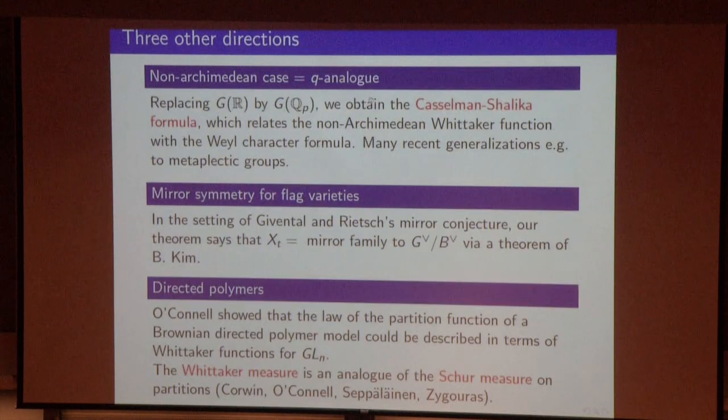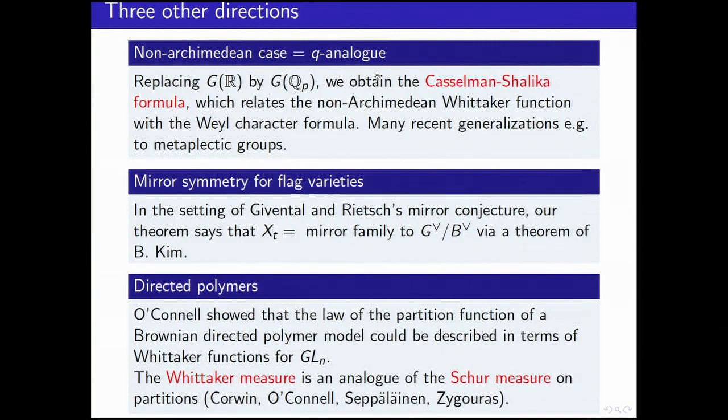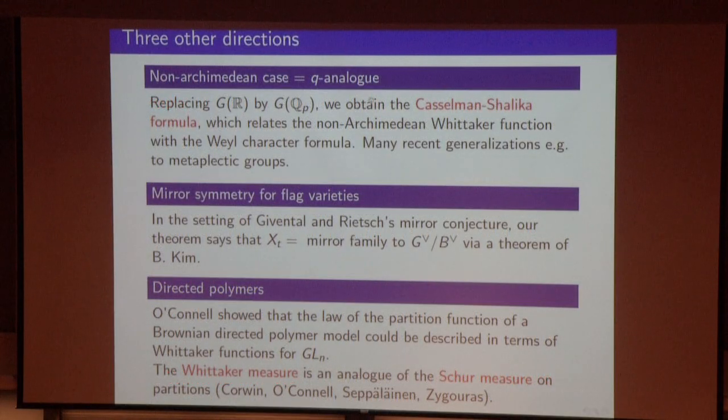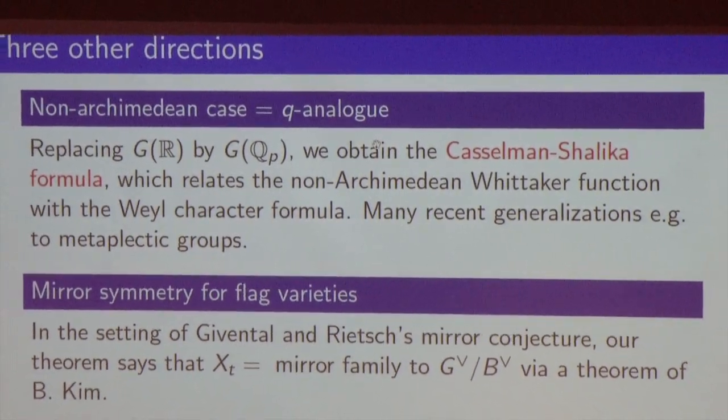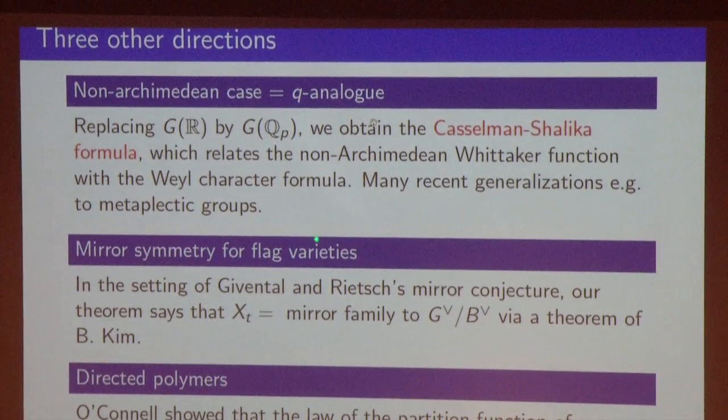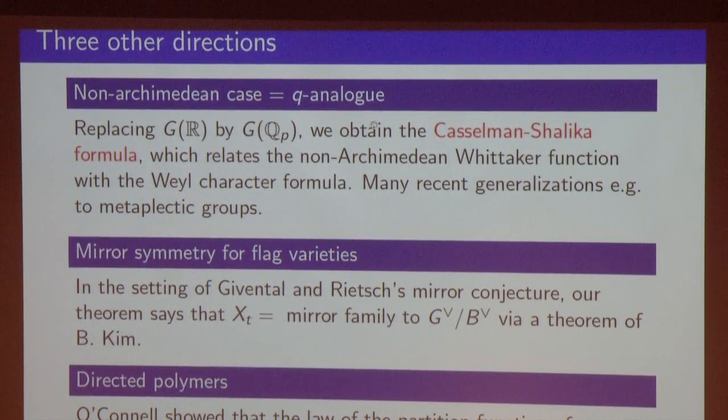So let me talk about different perspectives on this integral formula, which I didn't get to talk about. If you were doing not Archimedean Whittaker functions, but non-Archimedean Whittaker functions, so Jacquet's Whittaker functions were defined over any local field, you would try to put the p-adics in. And I think of this case as something like a q-analog: instead of replacing a sum by an integral, you replace it by a q-analog. And I think the analog of this formula I wrote down in the p-adic case is the Casselman-Shalika formula, which relates the non-Archimedean Whittaker function to the Weyl character formula.